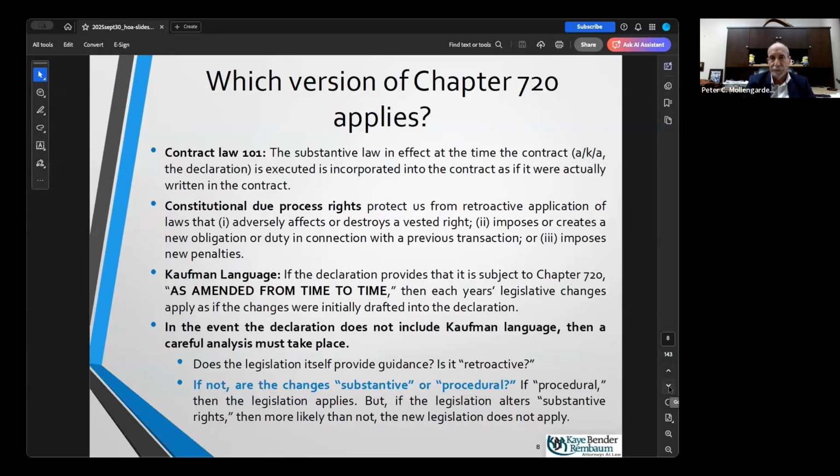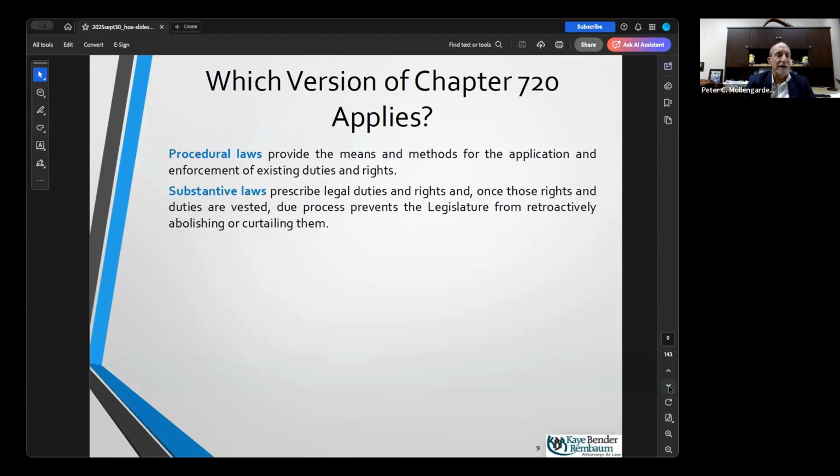Okay, as I mentioned quickly, procedural things means the means and methods for the application and enforcement of existing duties and rights. Substantive laws or substantive changes prescribe legal duties and rights. And once those rights are vested, due process prevents the legislature from retroactively abolishing them. The basis for this is that under the Florida Constitution, you can't impair an existing valid contract by a future law that arises after the contract is entered into. That's basically the gist of it.